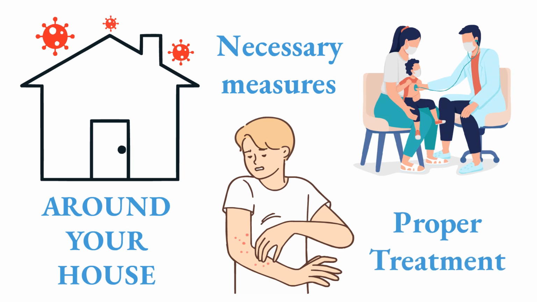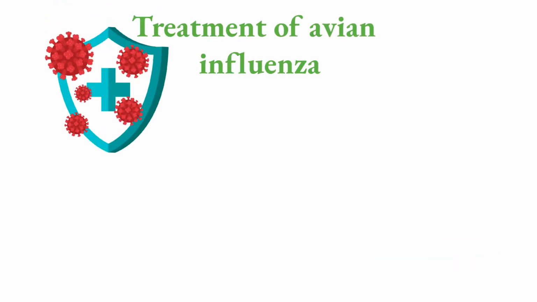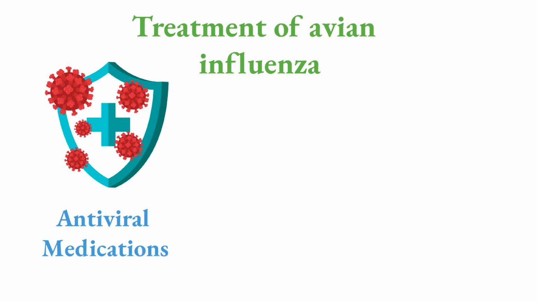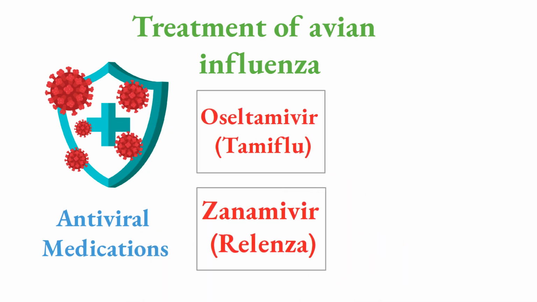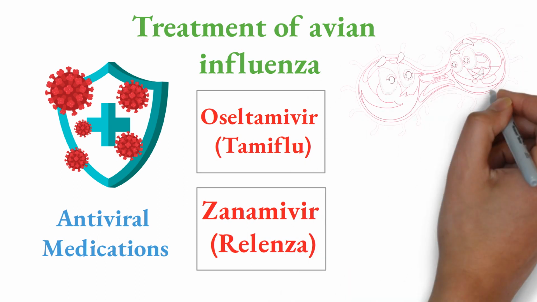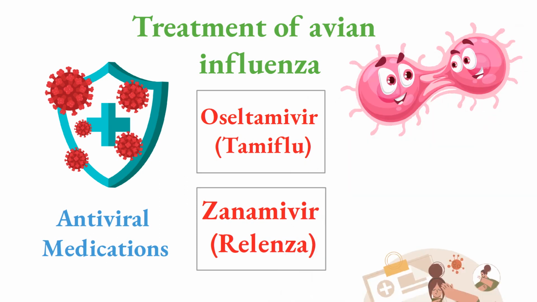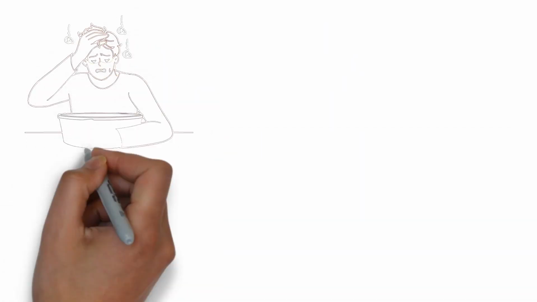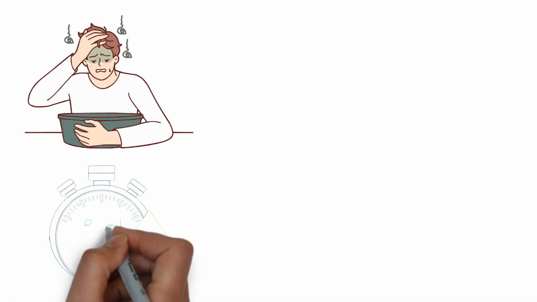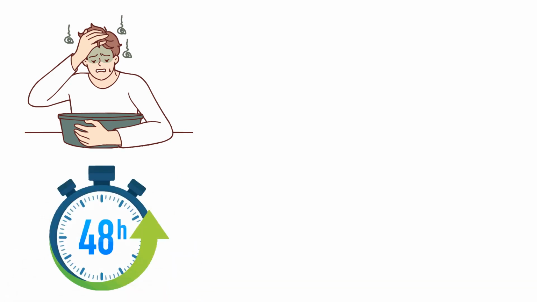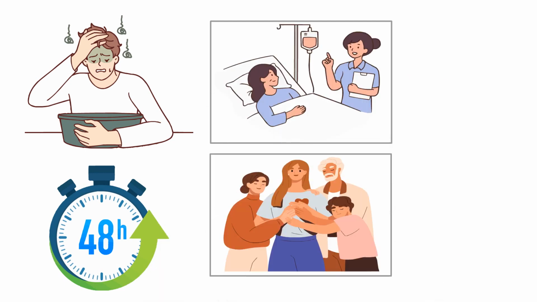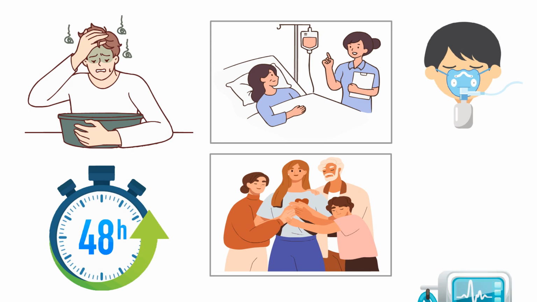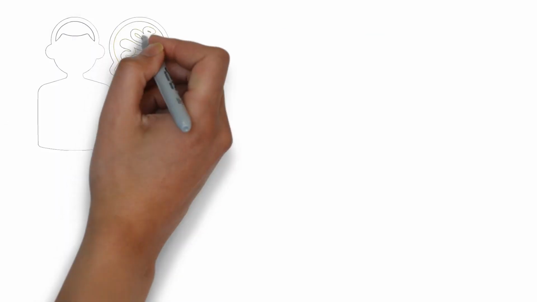Lastly, if any human is affected with this virus, even after taking all the necessary measures, treatment options are going to be considered. The treatment of avian influenza primarily involves antiviral medications such as oseltamivir (Tamiflu) or zanamivir (Relenza). These drugs work by inhibiting the replication of the influenza virus, thereby reducing the severity and duration of symptoms. However, their effectiveness depends on early initiation of treatment, ideally within 48 hours of symptom onset. In severe cases requiring hospitalization, supportive care such as oxygen therapy and mechanical ventilation may be necessary to manage complications like pneumonia and respiratory distress.